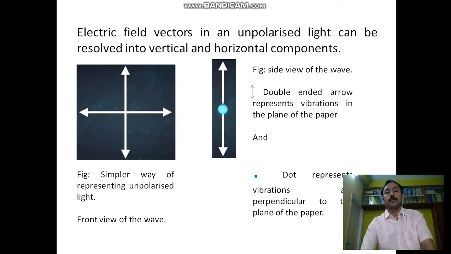The double-ended arrow represents vibrations in the plane of the paper, and the dot represents vibrations perpendicular to the plane of the paper. This is the dot, perpendicular to the plane of the paper, and this is the double-ended arrow, the vibrations in the plane of the paper.